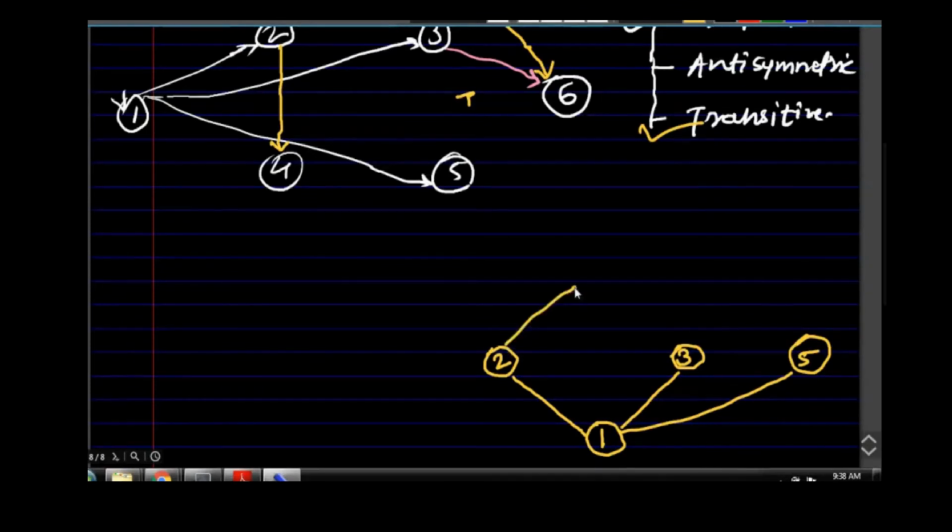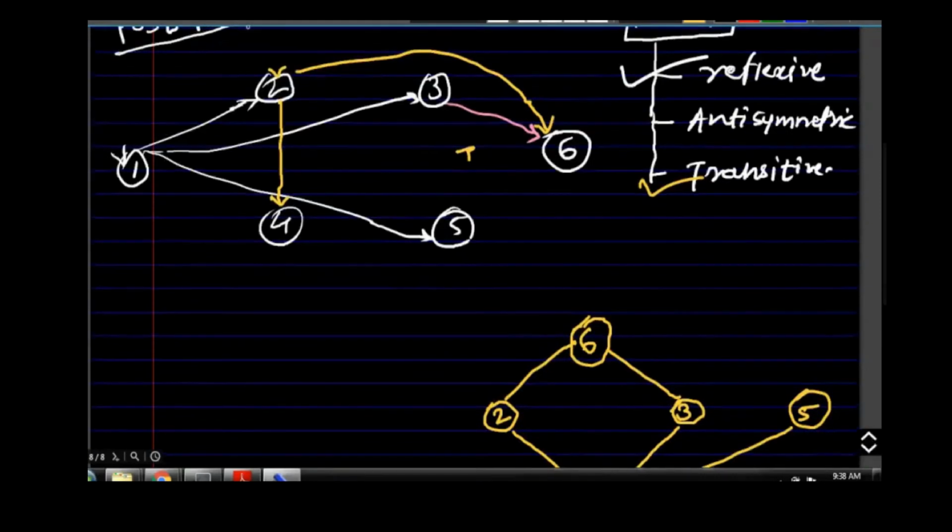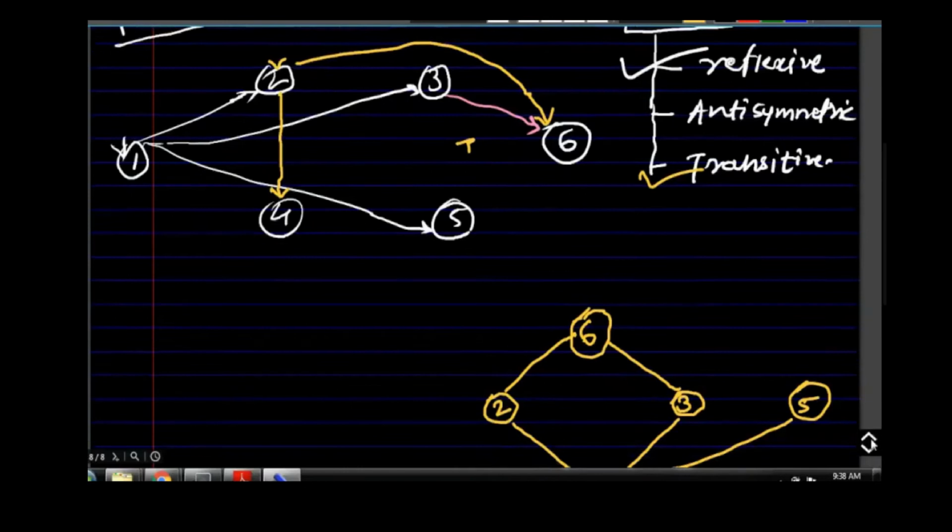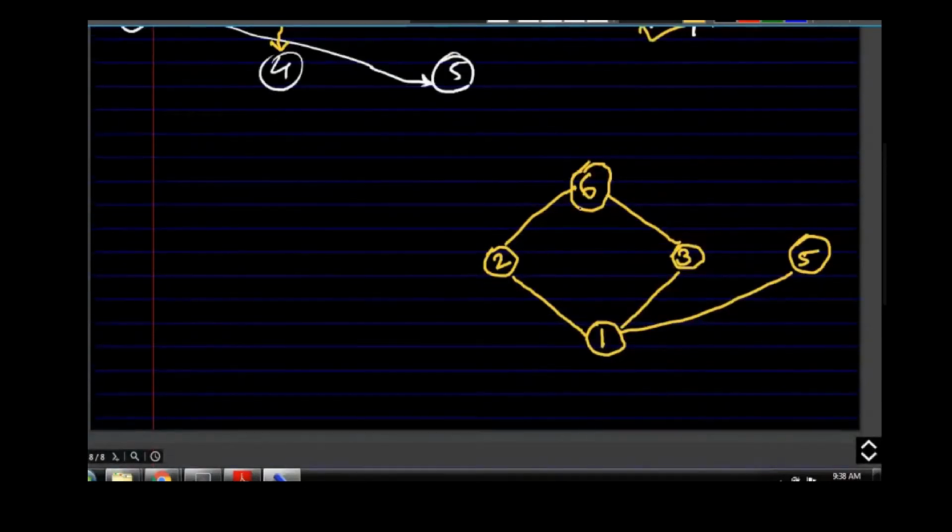So first we can draw this 6, which is common between 2 and 3. That's why we have drawn 6 here and joined the edges, because we have a relation from 2 to the 6 here, and 3 to the 6 here. So we will have a common edge there. So this is the upper level.